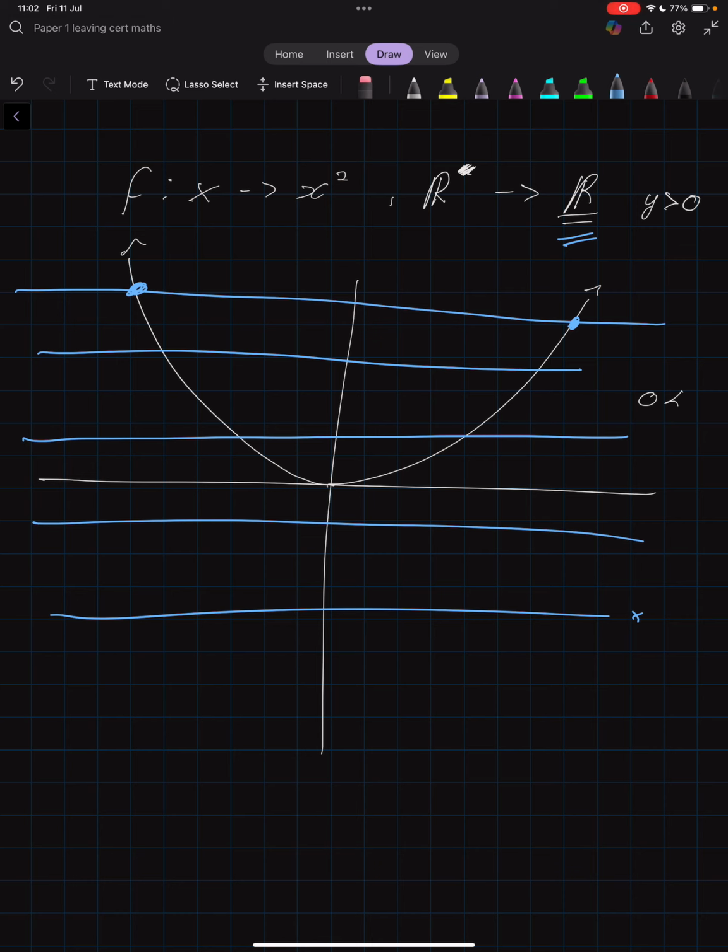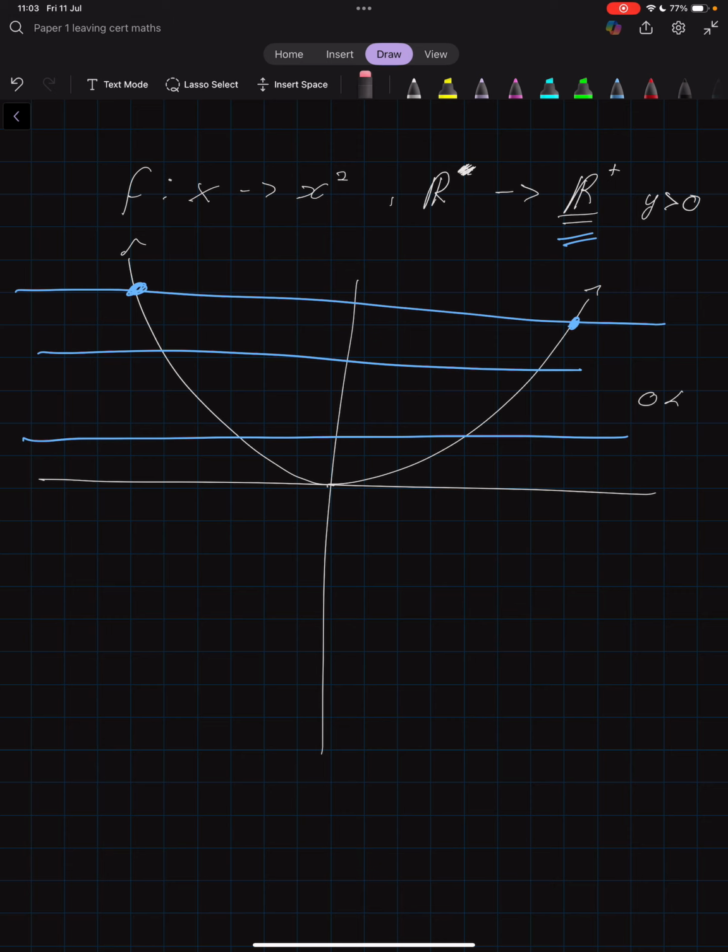Okay, but if they do say that it's R plus, then that basically means that you can't draw these lines down here. Okay, and then in this case, it would be surjective. All right, so just be careful of that.